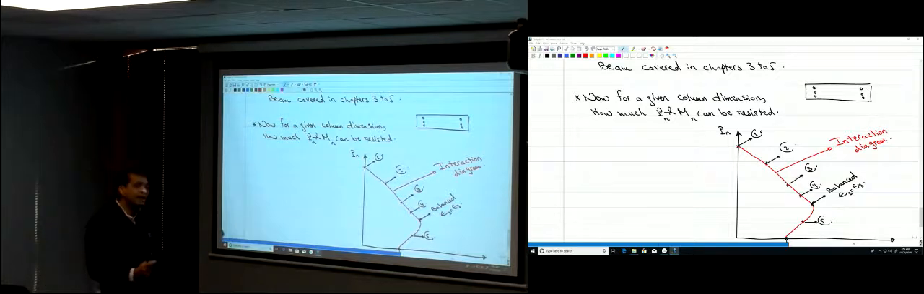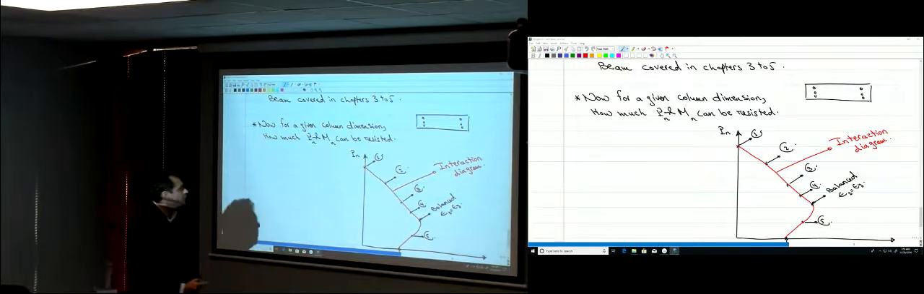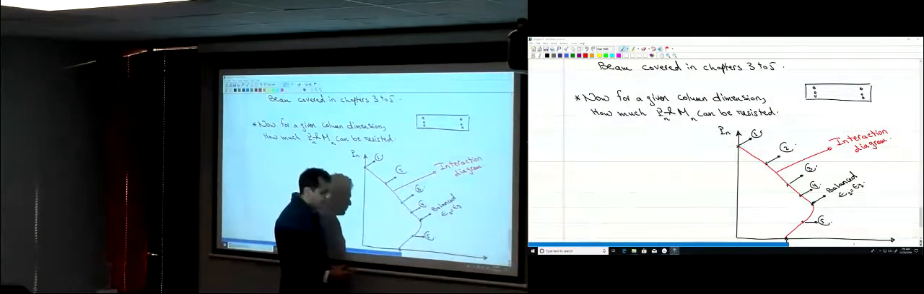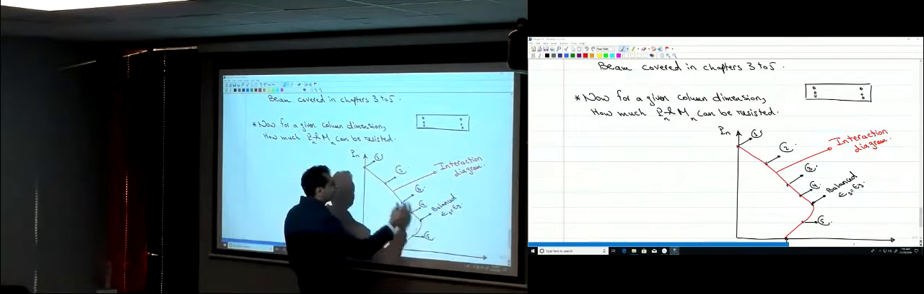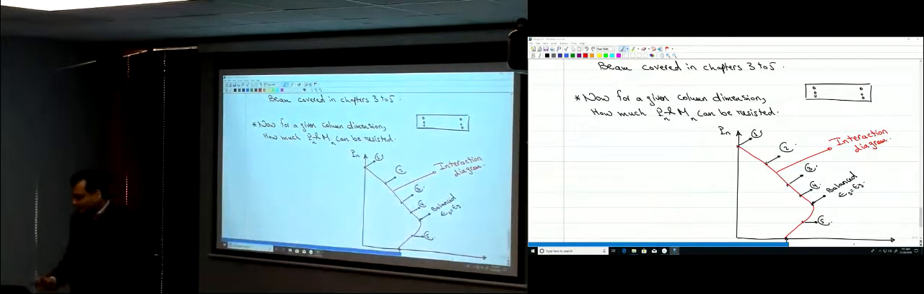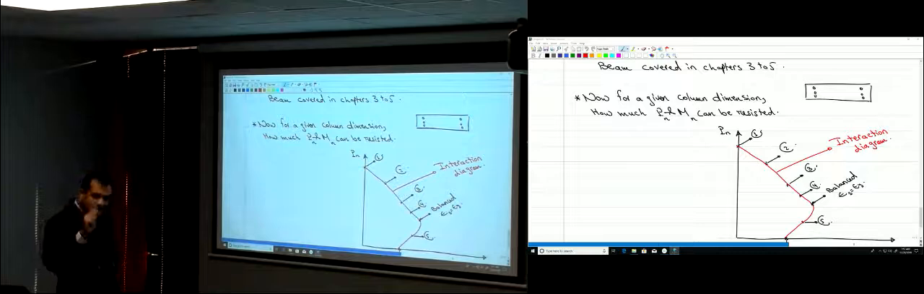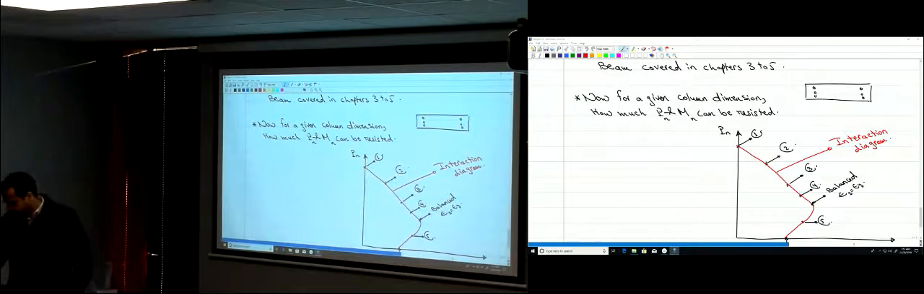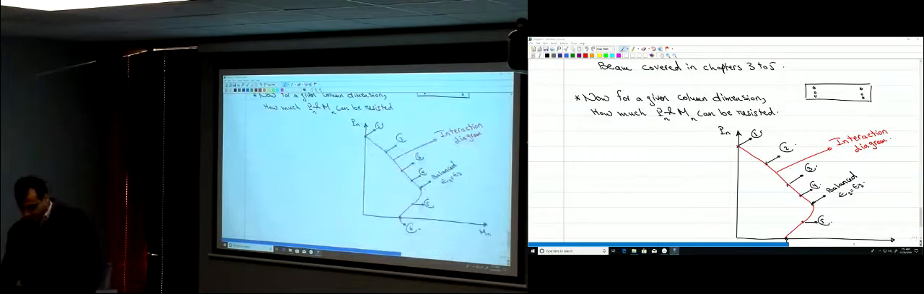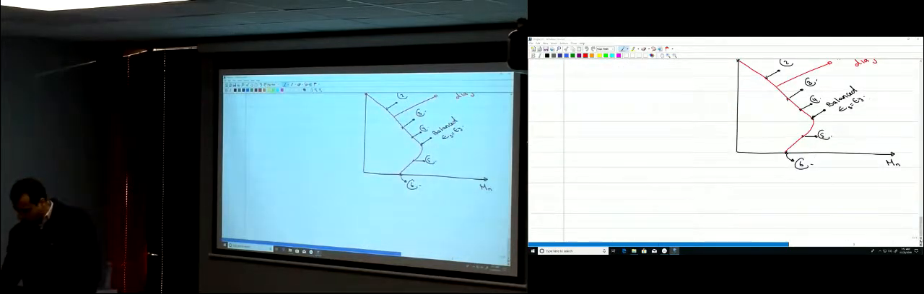The first example is on how to locate the plastic centroid of the column. And the second example is how to construct this interaction diagram by plotting or finding those points. So let's start with the first example, trying to find the plastic centroid. By definition, what's the plastic centroid? It's the point over which, if the axial force is applied, the strain distribution will be uniform.